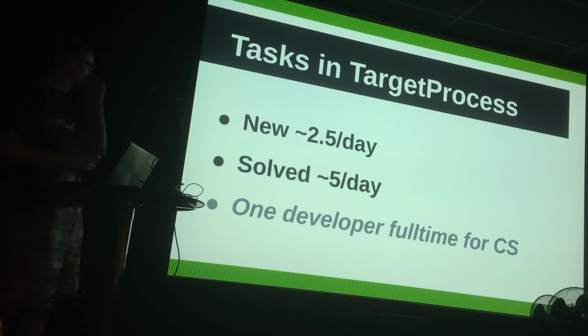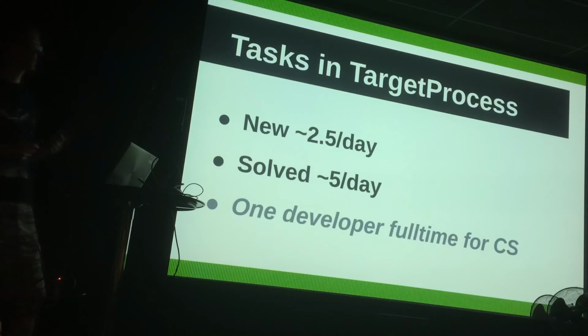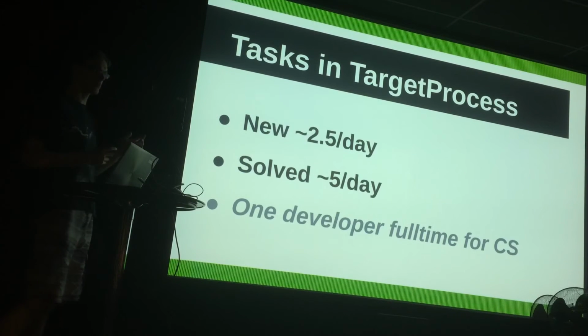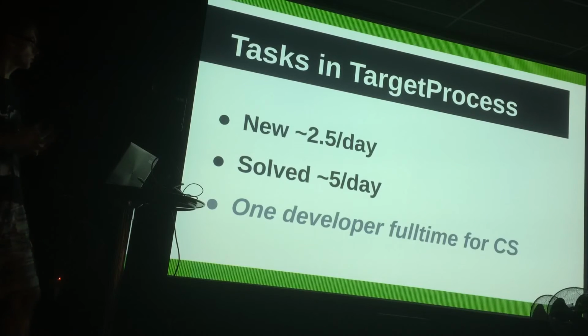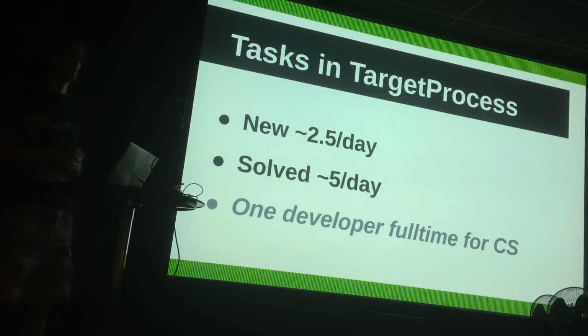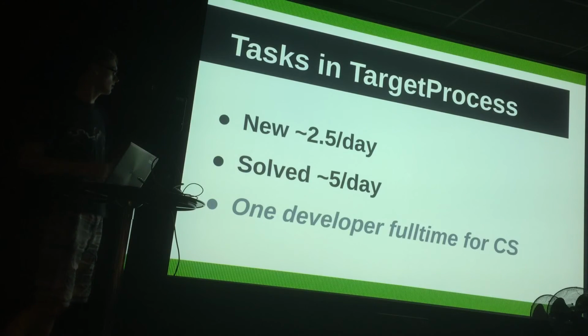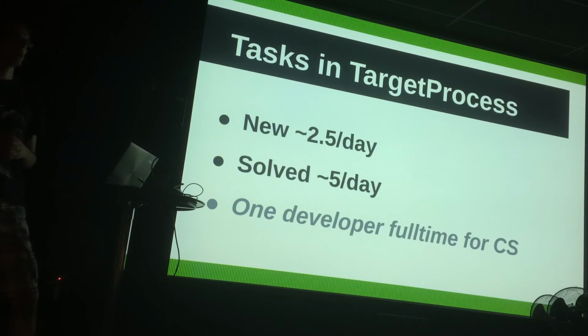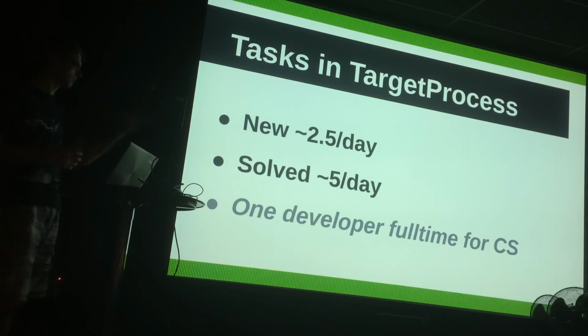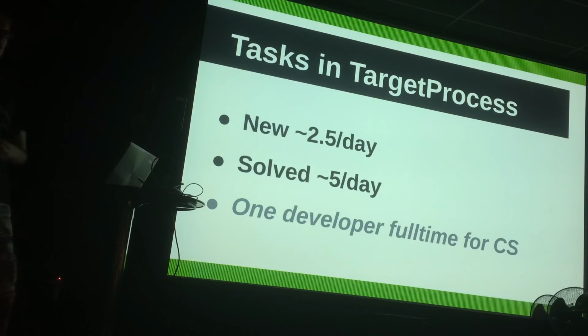Now for new tasks, we have one and a half customer issues. It was about customer issues. So we are getting about 2.5 per day, and we are able to solve 5 per day. It's a long-term average, and the main reason we achieved this was assigning one developer full-time to customer support, and that's all.